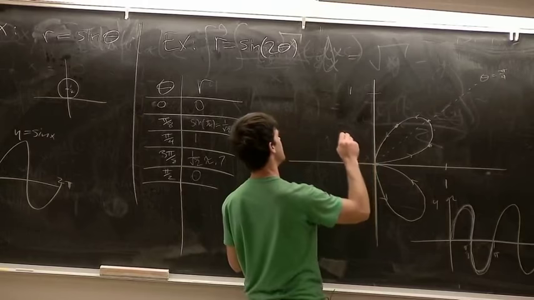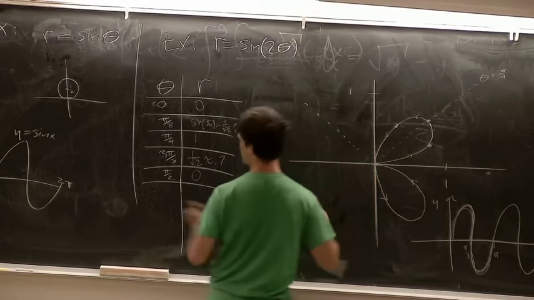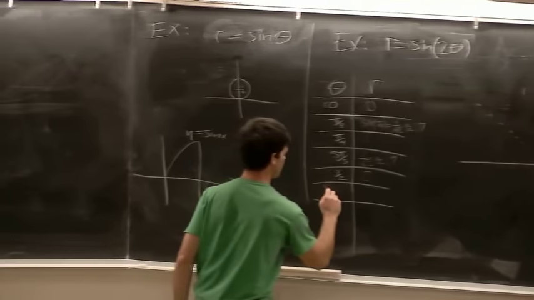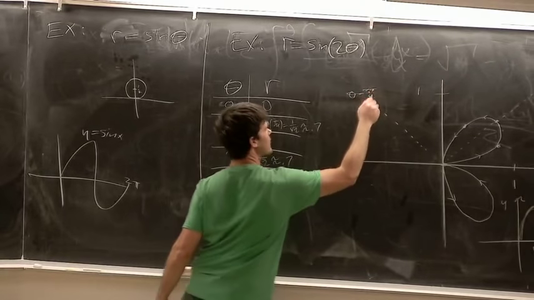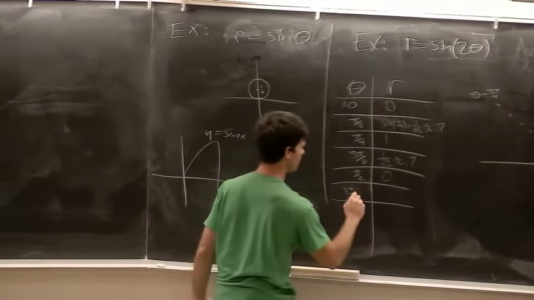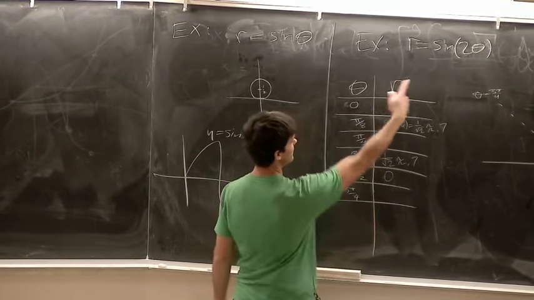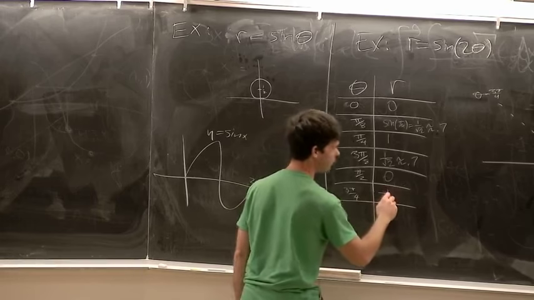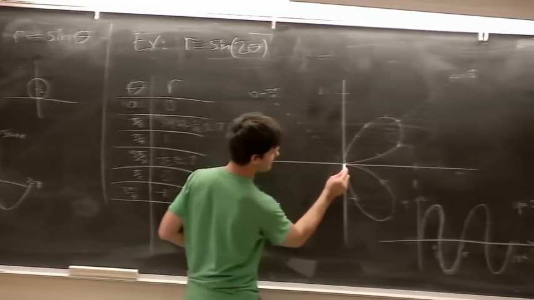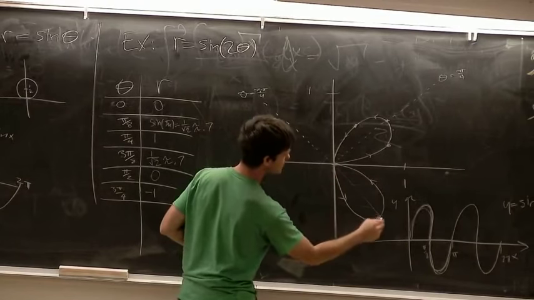Basically, what I'm getting is what I would get if, for example, I plug in theta equals 3 pi over 4. I get sine of 3 pi over 2, which is negative 1. So that would correspond to this point right here.